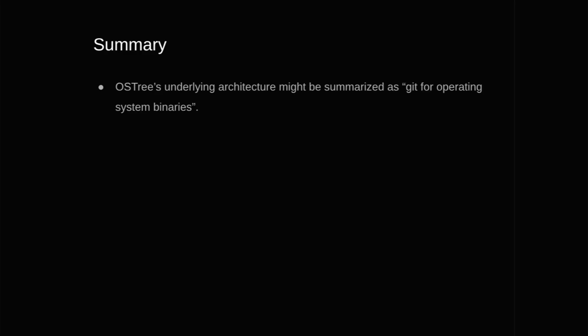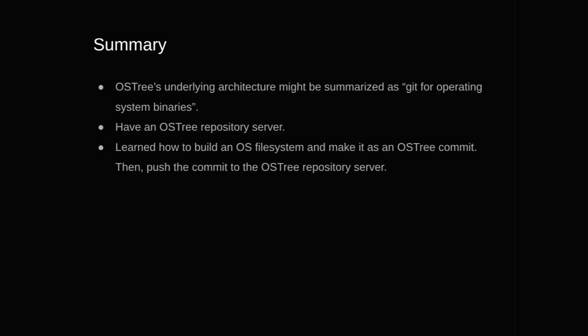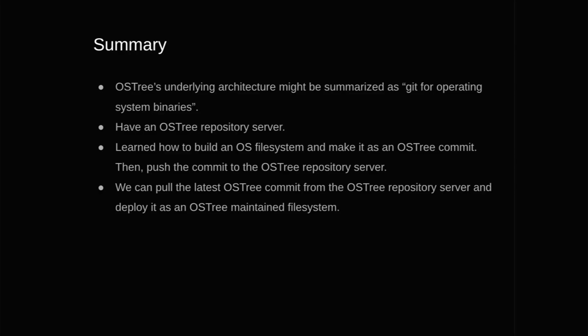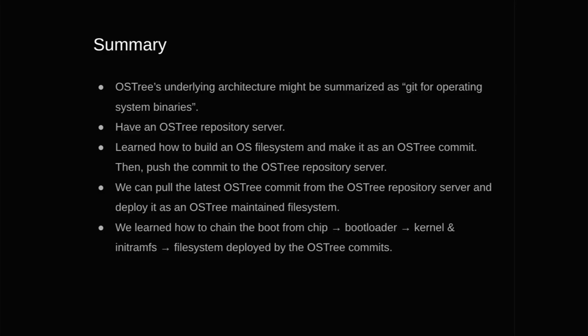Summary. OSTree's underlying architecture might be summarized as Git for operating system binaries. We have an OSTree repository server, and we learned how to build an OS file system and make it an OSTree commit, then push the commit to the OSTree repository server. And we can pull the latest OSTree commit from the server and deploy it as an OSTree-maintained file system. We learned how to chain the boot from the bootloader, kernel and initramfs to the file system deployed by OSTree commits.